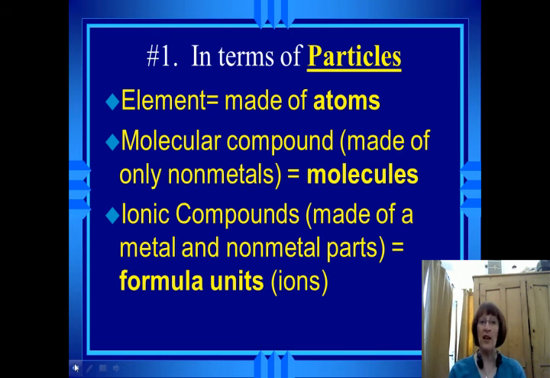A molecular compound, remember, that's a covalent compound made of nonmetals bonded together. Have I mentioned that to you multiple times yet? Yeah. Right. So a molecular compound is made of molecules, and then the ionic compound made between a non-metal and a metal is going to be made of technically formula units or ions. So they've got different names for these.